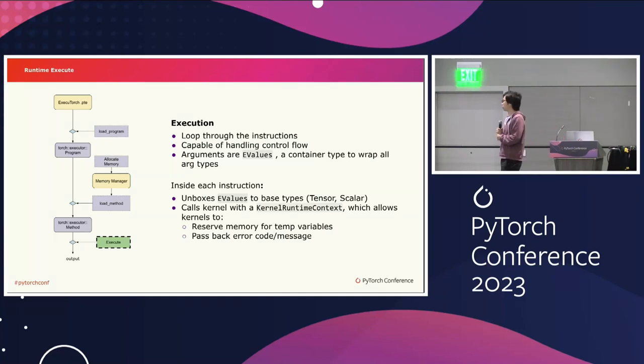Now we finally go to the execution stage, where it's a very simple loop through all the instructions. Notice that the execution is able to handle control flow by jumping to a particular instruction. And also, the arguments to each of the instructions are all EValues, which is a container type to wrap all the argument types. So what's happening inside of each instruction? Basically, we unbox EValues to base types, such as tensor and scalar. And we call the kernels along with a context object, which allows the kernels to reserve temporary memory, as well as pass back error codes and messages.